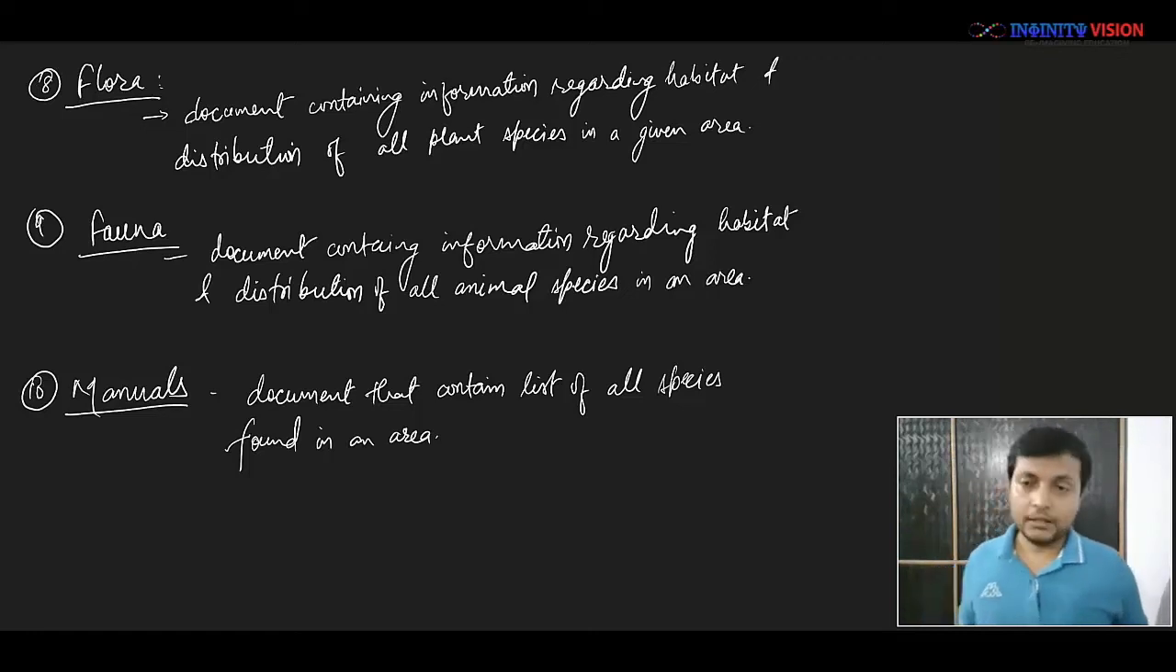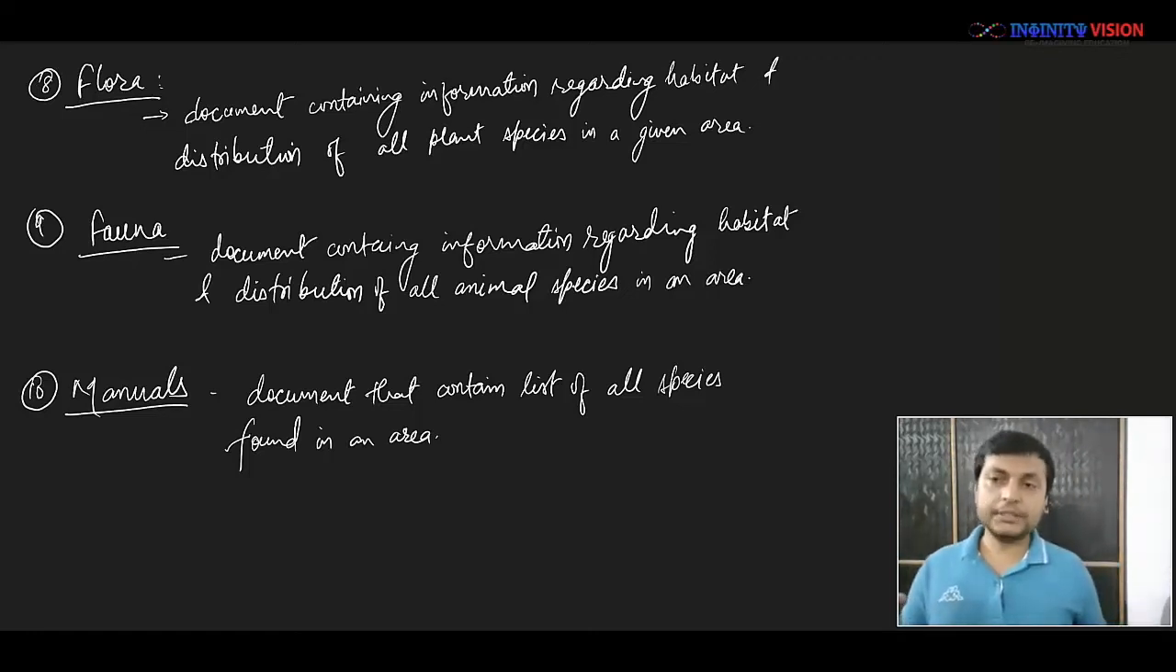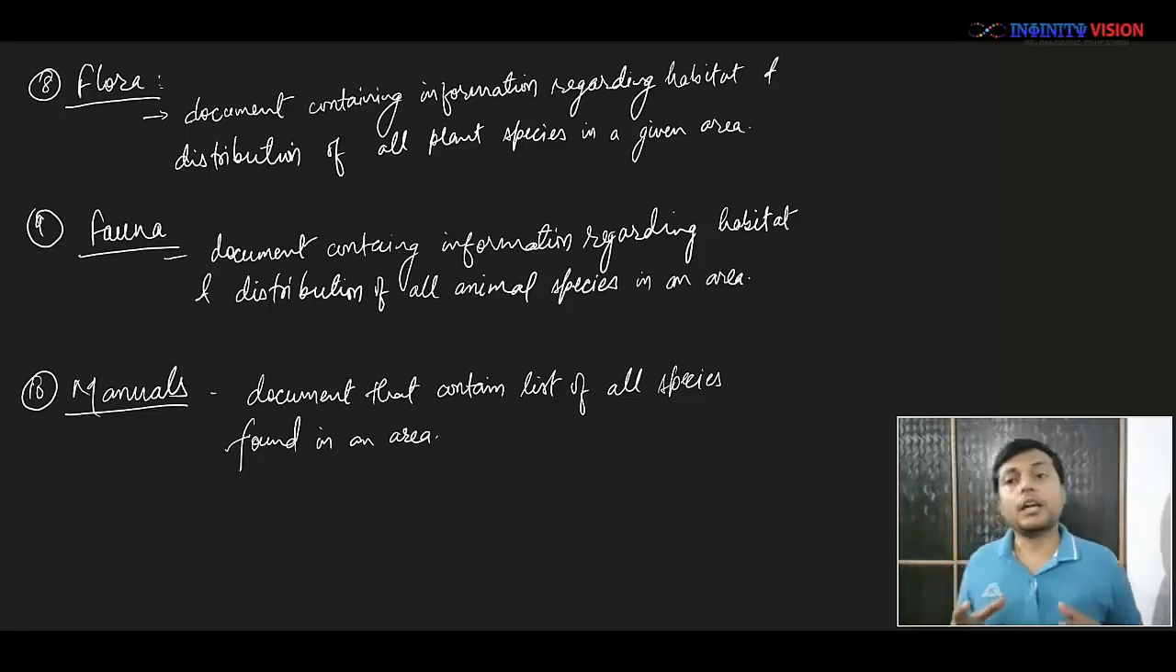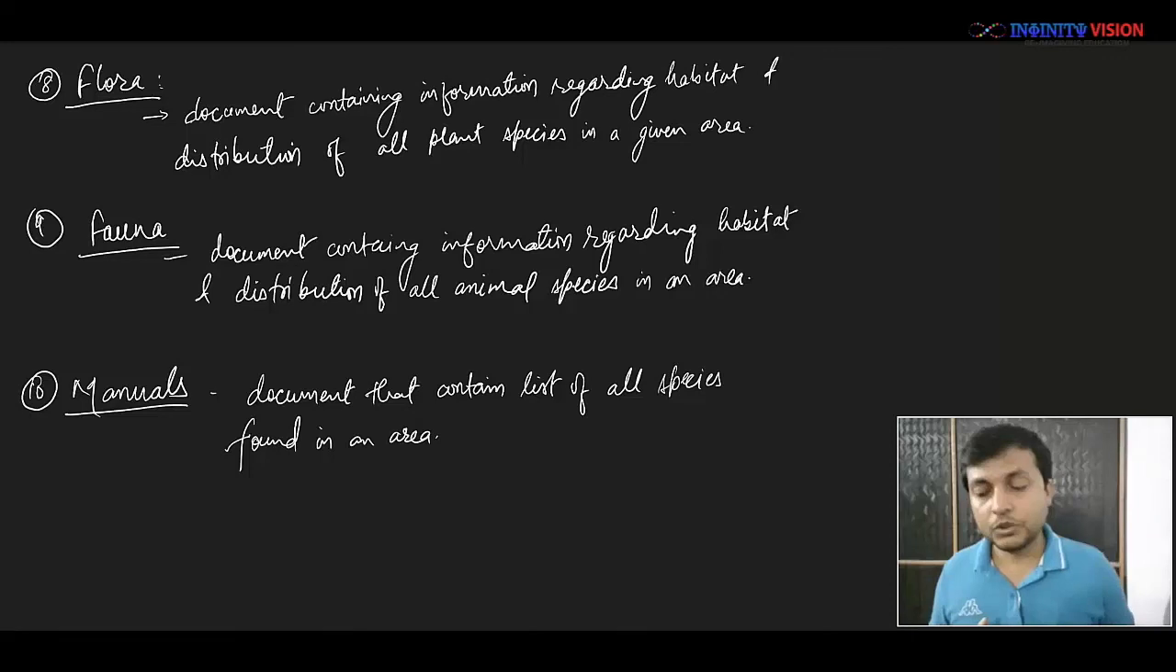So what we have studied as a taxonomical aid, let's summarize once again. We studied about herbarium, we studied about the botanical gardens, we studied about zoo, about museum, we talked about key, we talked about catalog, we talked about monograph, we talked about flora, fauna, and manuals. So these all are taxonomical aids. So in this particular chapter, this is all we have to study.